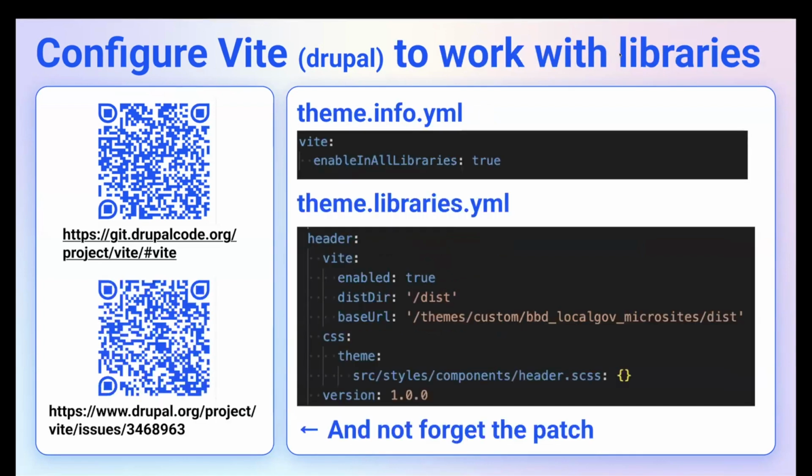Then we need to inform Vite that we are going to use libraries and not a single CSS, because by default it tends to generate a single CSS file.